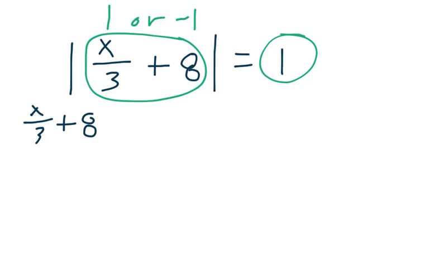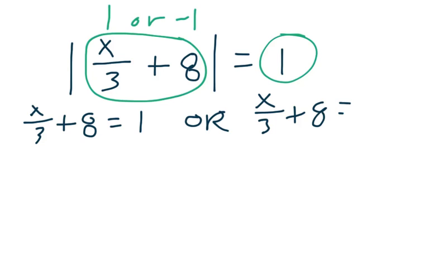So the first equation equals 1, or we know our expression has to equal negative 1. And now it's just a matter of solving. So how do we get rid of that plus 8 there? Well, we're going to minus 8 both sides.